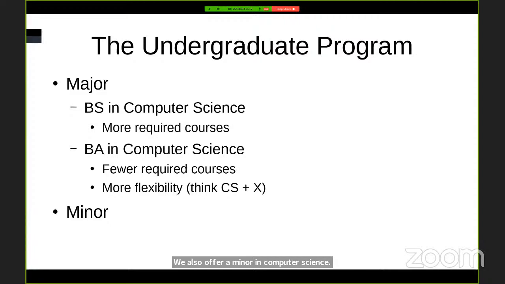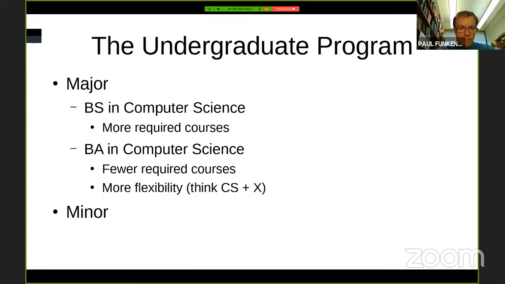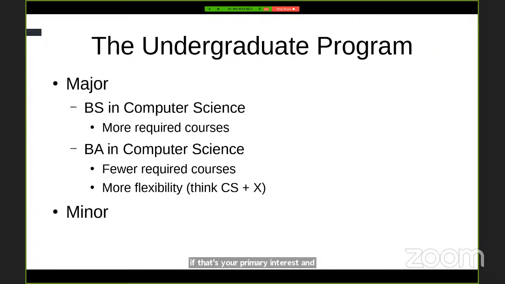And in the major, the first question most students have is, what is the difference between a BS in computer science and a BA in computer science? The way we think about this is that the BS in computer science gives you more grounding in computer science if that's your primary interest. And it requires more courses for completion. The BA in computer science is built for flexibility. It has fewer required courses, and the idea there is that if you're doing a double major, or you want to do CS plus X, then a BA in computer science might be more appropriate.